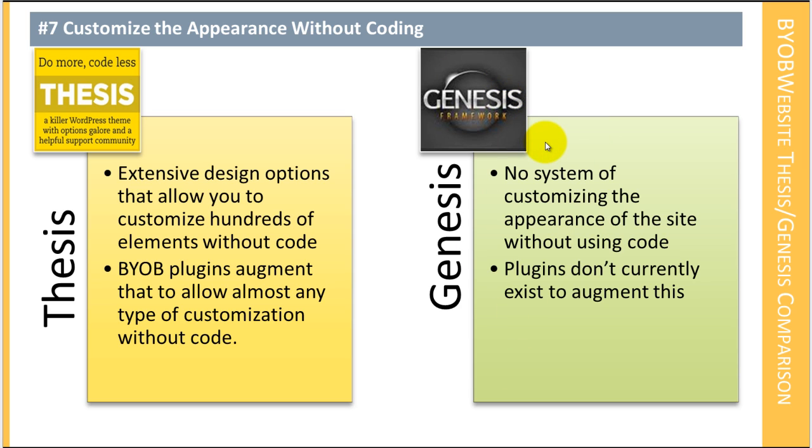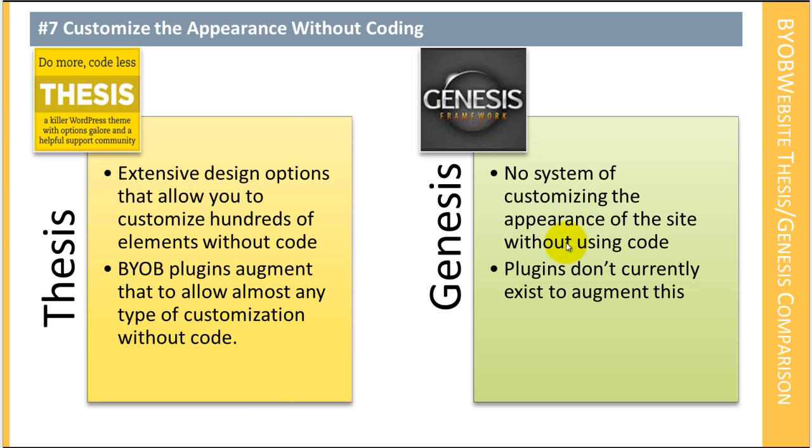But for the time being, I only have a couple of Genesis plugins, and they don't really focus on customizing the appearance of Genesis. On the other hand, Thesis gives you extensive options for customizing the appearance, obviously hundreds of options that you can change without code. And then you have my fabulous BYOB plugins to augment that, which really allow a very, very, very wide array of customization without code. Now, this is a double-edged sword, though, right?